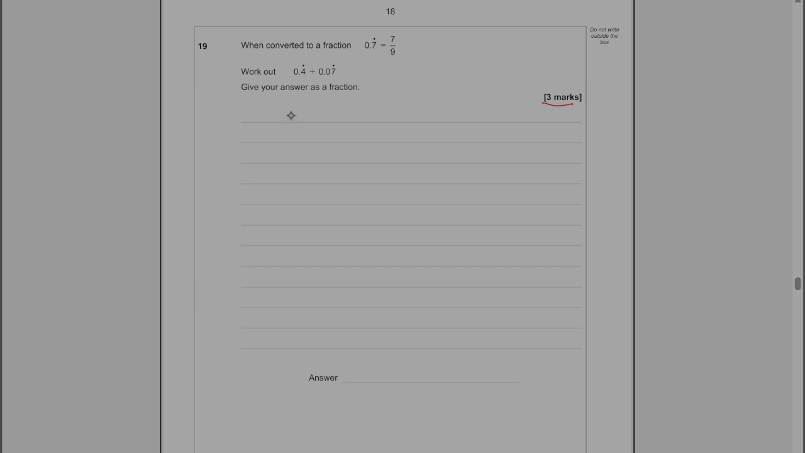So 0.4 reoccurring, and I can deduce this from here, is going to be equal to 4 over 9. And then 0.07 reoccurring is going to be equal to 7 over 9 divided by 10, which would be 7 over 90. So if I wanted to add these two fractions together, that's going to become 40 over 90 plus 7 over 90, which is going to give me 47 over 90. So 47 over 90.